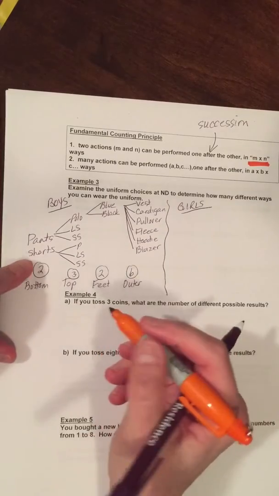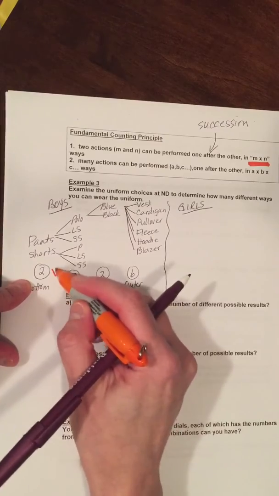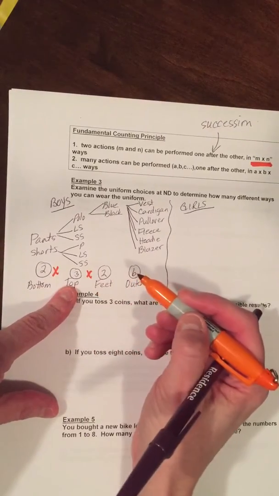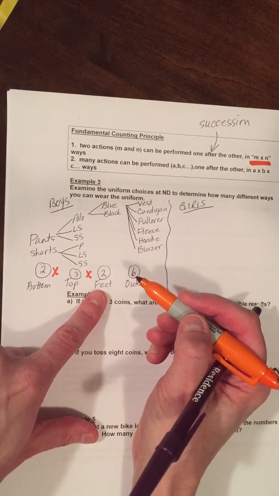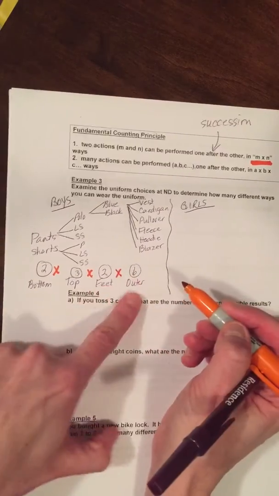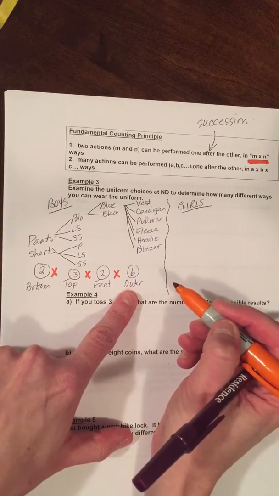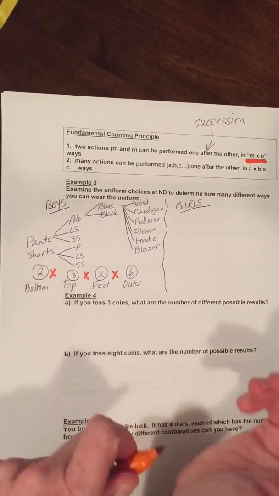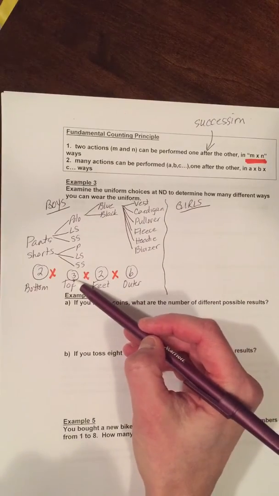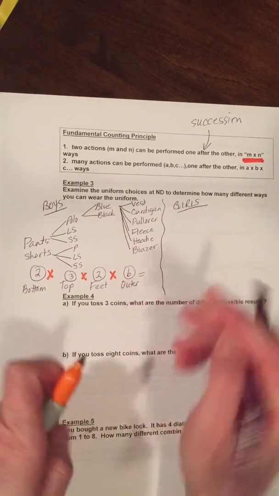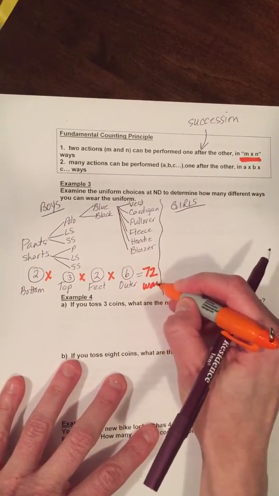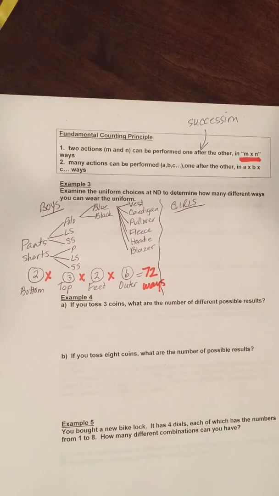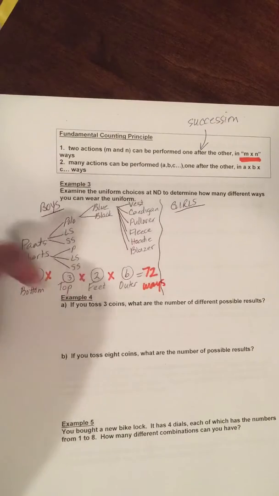The way to go is to look at how many choices do I have on bottom, times how many choices do I have for the top, times how many choices do I have for, like, my socks, times how many choices do I have for outerwear. So technically, if we looked at this, 6 times 2 is 12, times 6, there's 72 different ways that the boys could technically wear their uniform if they owned one piece of clothing of all of these options.